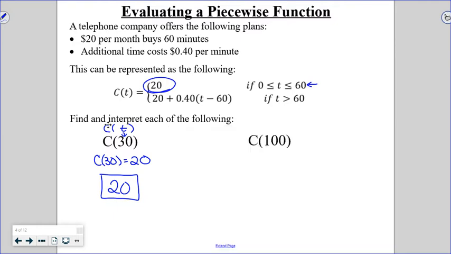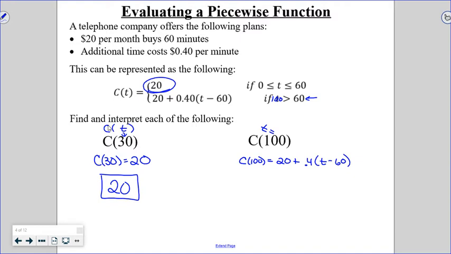c of 100. So again, that's my t value. So t equals 100. If I come up here where there is a t, I put it in there and see if it's true. Is 0 less than 100 less than 60? Is 100 less than 60? No. If I put a 100 here, is 100 bigger than 60? Yes. So that tells me that for this particular one, we'd be using this second function. So my second function looks like 20 plus 0.4 times (t minus 60), and I would plug 100 into that.